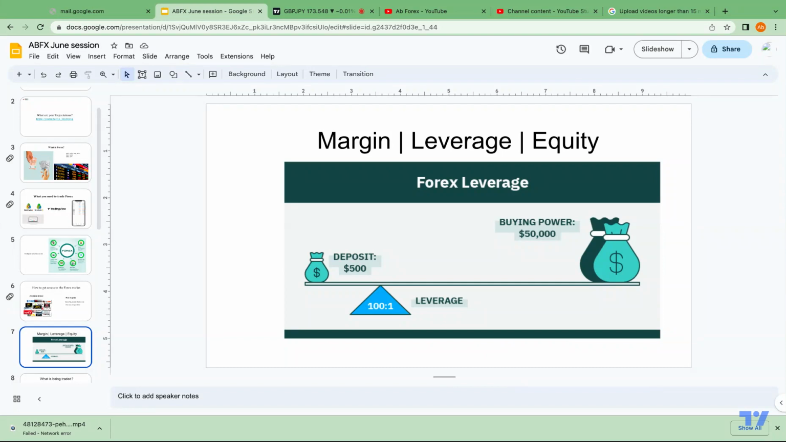But now with the power of leverage, let's say, for example, 1 is to 100, right? If the broker gives you 1 is to 100, it means that with each $1 you deposited, you have times 100 of it to trade in the market. Now you've deposited $500, so you have the ability to control $50,000 in the market.